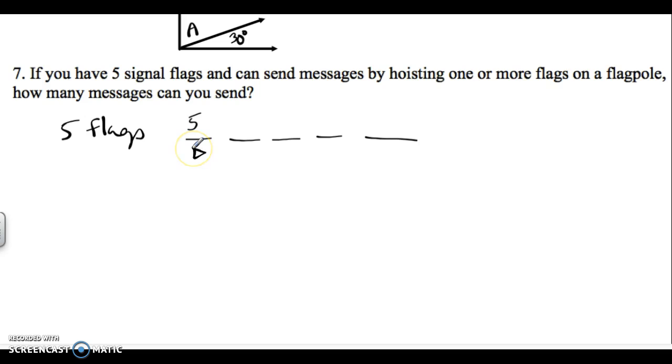But then one of those flags gets used up, so that must mean that we have 4 flags left to use for the next spot. Then one of those flags gets used up, and now we have 3 flags available for this spot. And then one of those flags gets used up, and we have 2 flags available there. And then the last one, we have 1 flag available. So we have 5 times 4 times 3 times 2 times 1 means we have 120 ways of doing 5 flags.